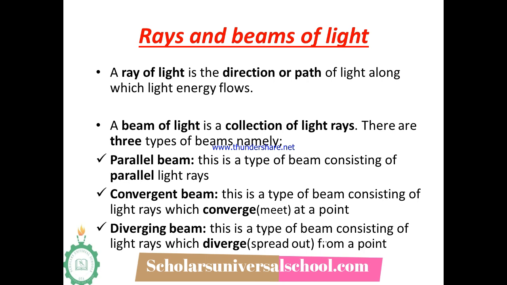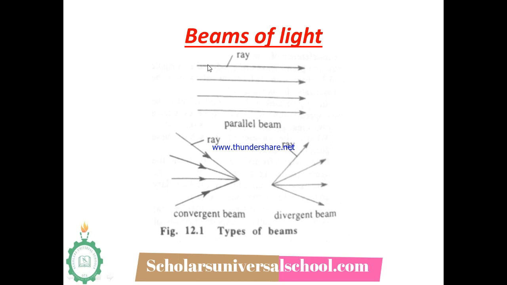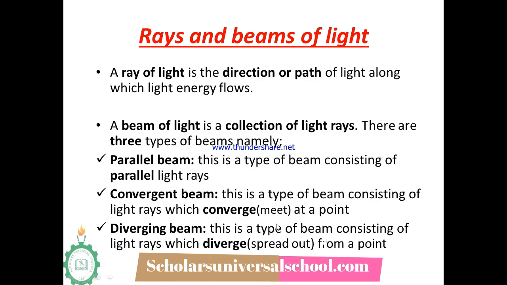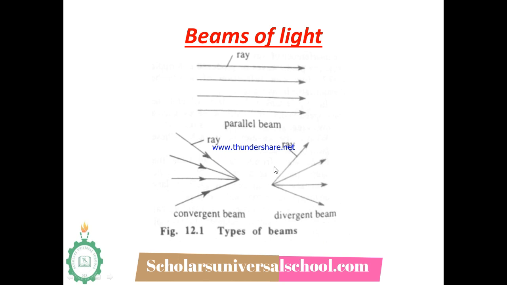Now, let me show you the diagram of this. You can see here, this straight line here is a ray of light. It just shows a part of one ray. It shows the direction of the light, but it is just one. Now, when you have a collection of them, like multiple, you refer to it as the beam. So you can see in the first one here, you have all the rays parallel to one another, giving you the parallel beam. Then this is the convergent beam, where all the rays come to meet at a point. Remember, we said here that convergent beam is where they converge to meet at a point. So here you can see they are all coming to meet at a point. Now, for divergent beam, they come out from one point and they spread out.